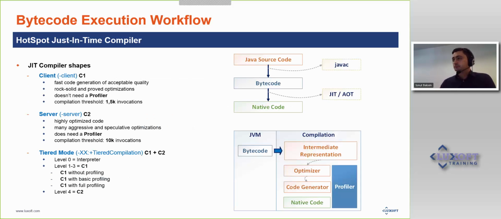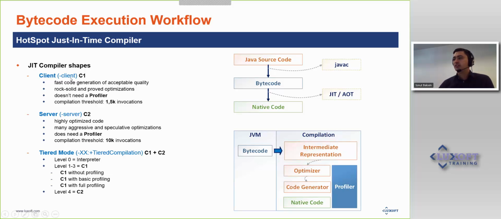In the world of the just-in-time compiler, we have many shapes. The first shape is minus client, the client just-in-time compiler, the C1 compiler. We have the second one, which is called the server compiler, and we have a mixed mode, which is called tiered compiler. So mainly, let's see what each of them is used for and what the advantages or disadvantages of each are.